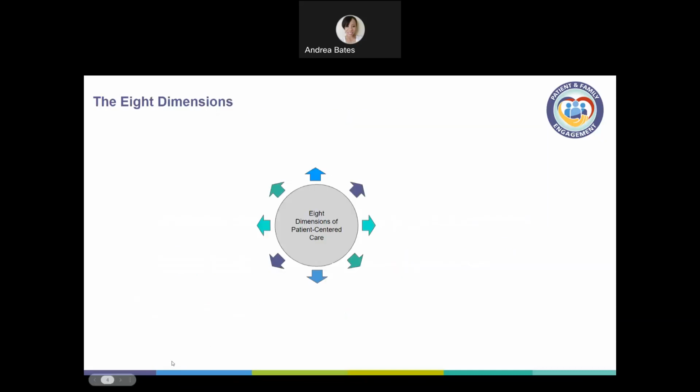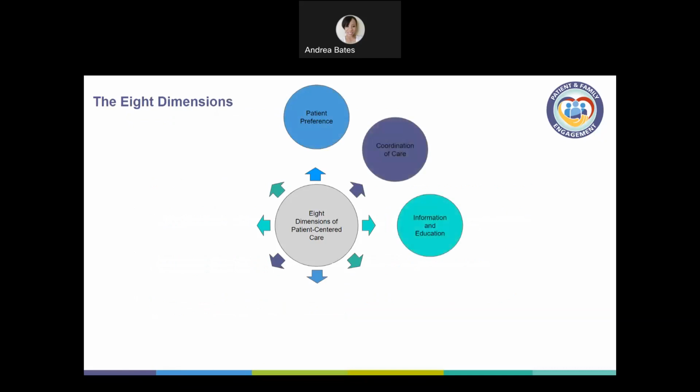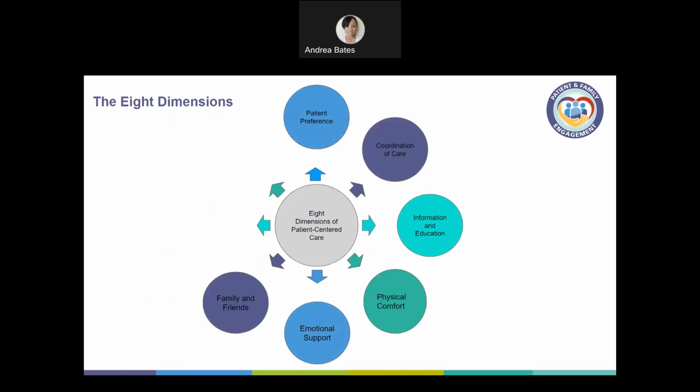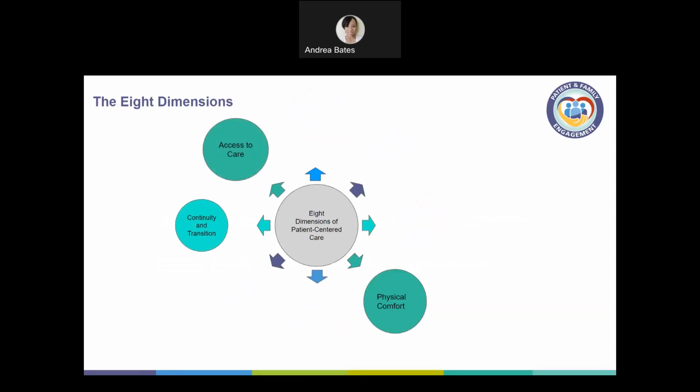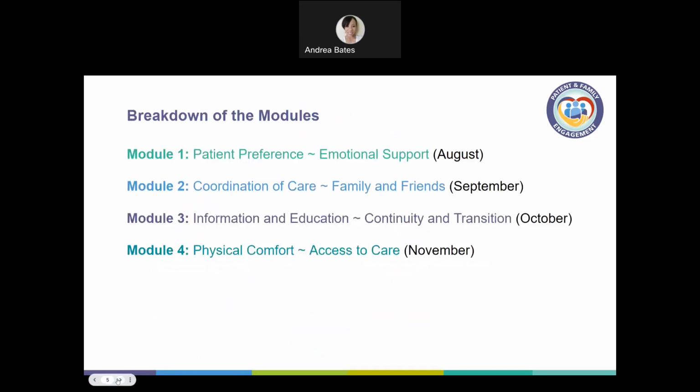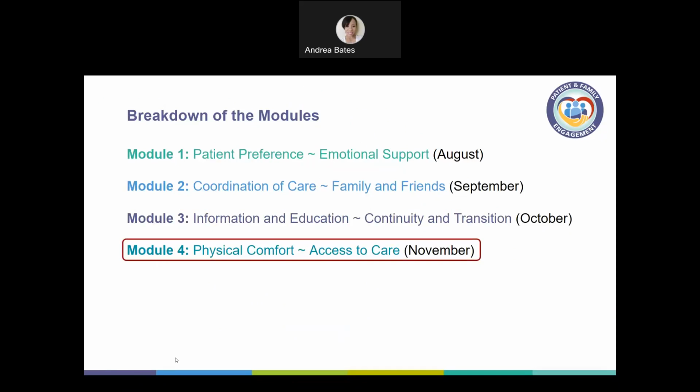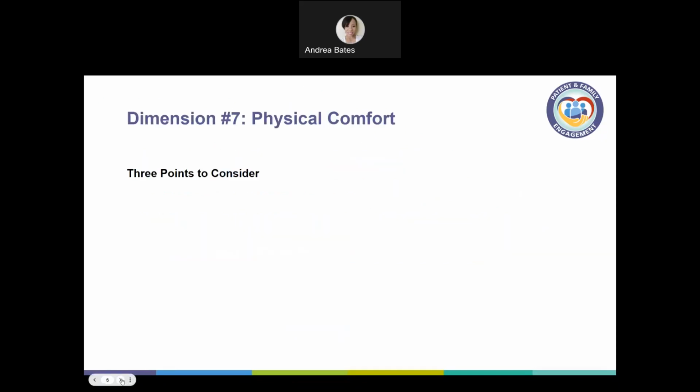So really quickly, the 8 dimensions are patient preference, coordination of care, information and education, physical comfort, emotional support, family and friends, continuity and transition, and access to care. So we are on our last 2 of this series, as you can tell, physical comfort and access to care.